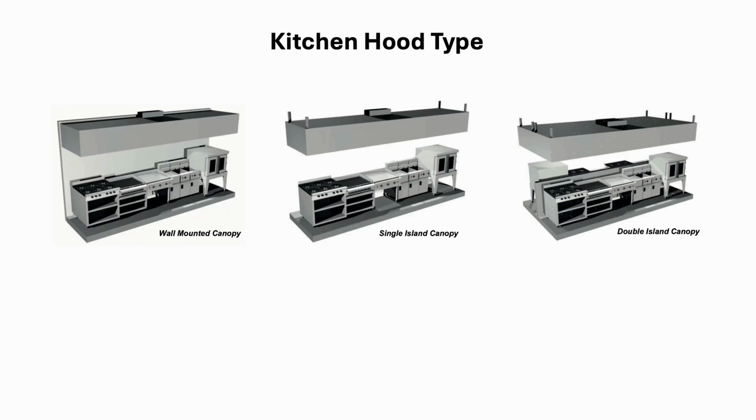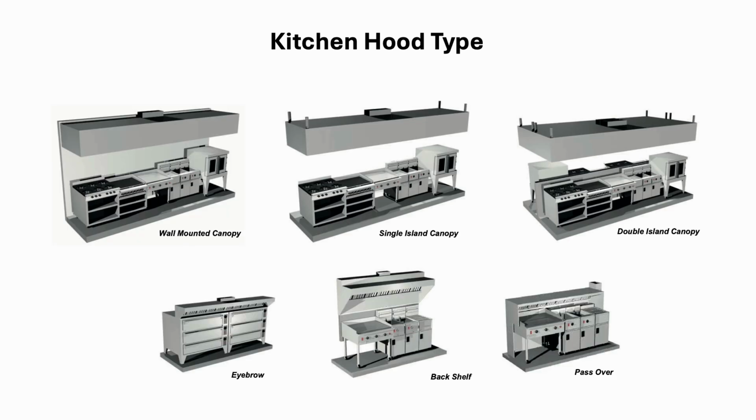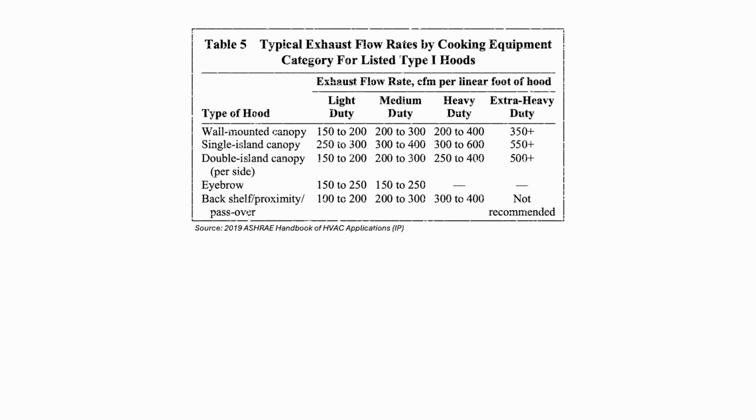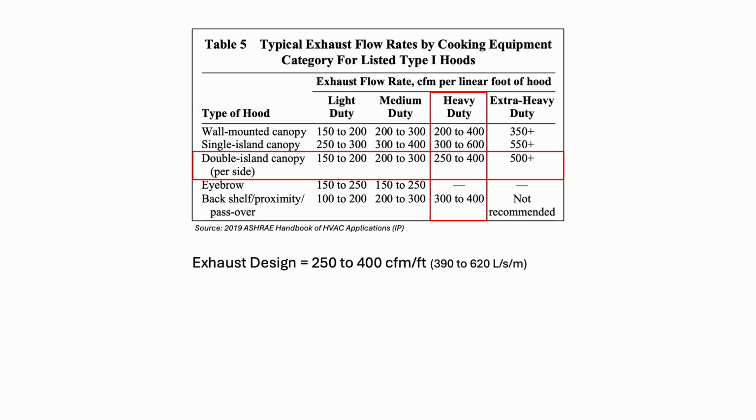We also need to know what type of hood is used. Again, this should come from a kitchen specialist. Based on our kitchen layout, we are likely using the double island canopy hood. With all that, we can refer to this table to calculate our exhaust flow rate. Our cooking equipment is heavy duty, the hood type is double island canopy, so the exhaust flow rate should be 250 to 400 CFM per foot.